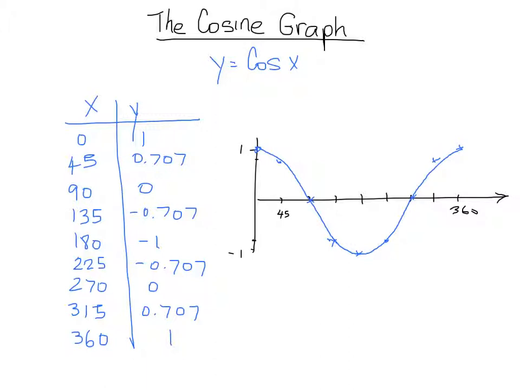So our cosine graph looks like this, and it's cyclical. So if I kept going in this direction, I would go again. So it goes here, and then it comes up, and then it loops back and does the same shape again, like that, over and over. All right, so that's the cosine graph.